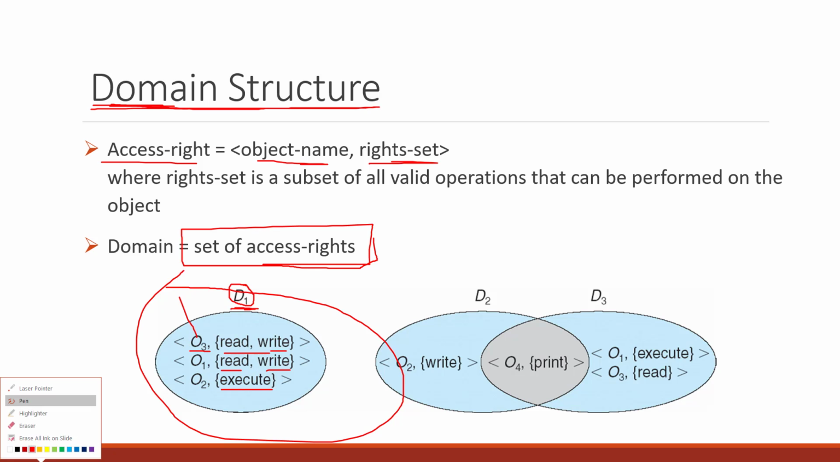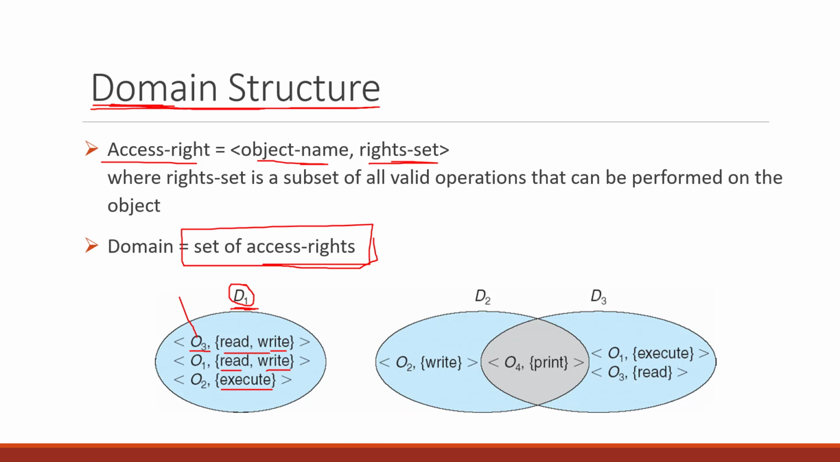Now let's talk about the other domains. There are D2 and D3. Again we have the same objects, object 2, object 1 and object 3. I will give you a real world example of this as well, but let me first explain this. In domain 2, object 2 has write permissions. Object 4 has print permissions. There are no permissions for object 1 and object 3 in D2. In D3, object 1 has execute permissions, object 3 has read permissions, and object 4 has print permission.